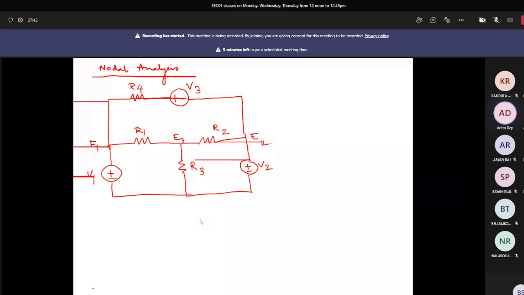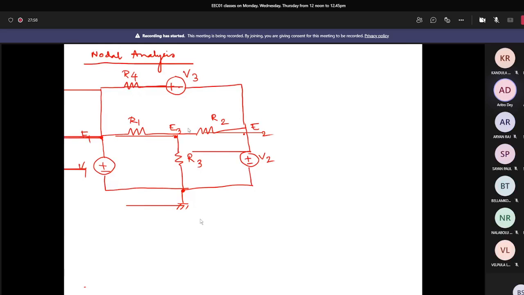So these are your nodes E1, E2, E3, and this is at the ground potential. We have to assume it as ground potential, and then these are your nodes. In between, there is no need to find out the nodes. So nodes are basically the convergent points of several branches which are having sources or circuit elements, right? So if you identify them, then you have to use KCL at each node.